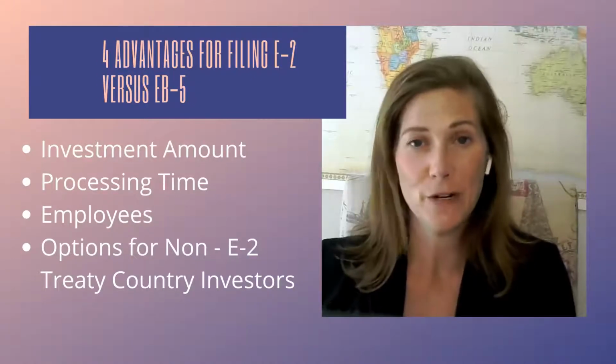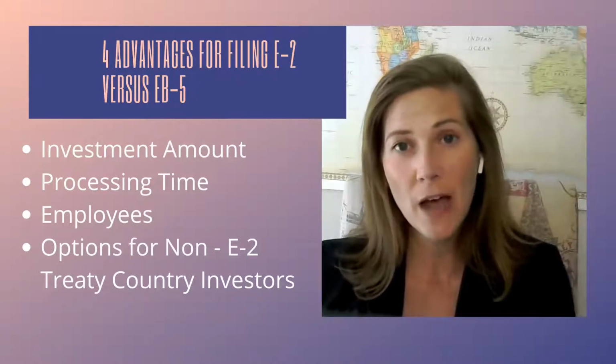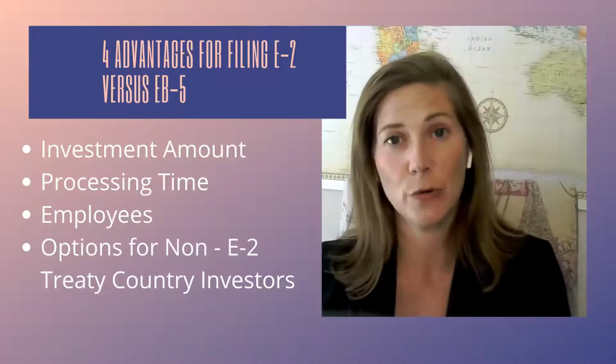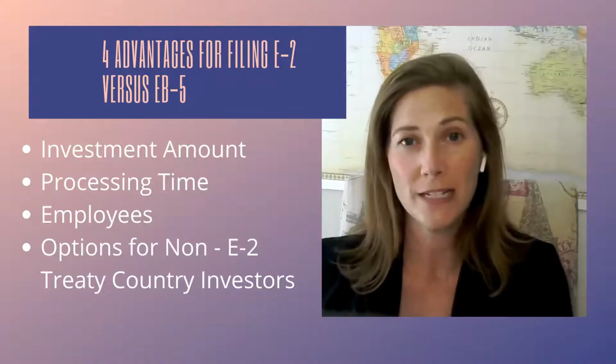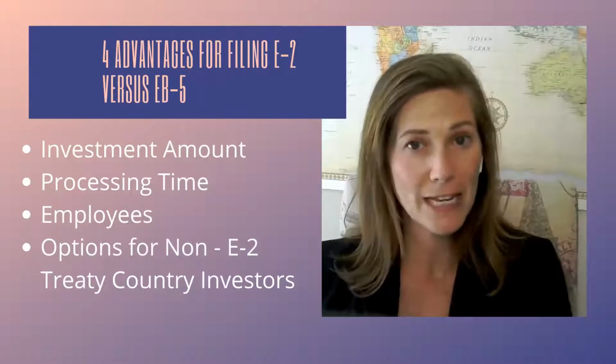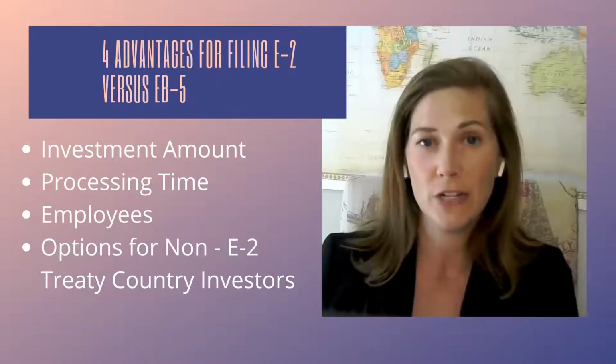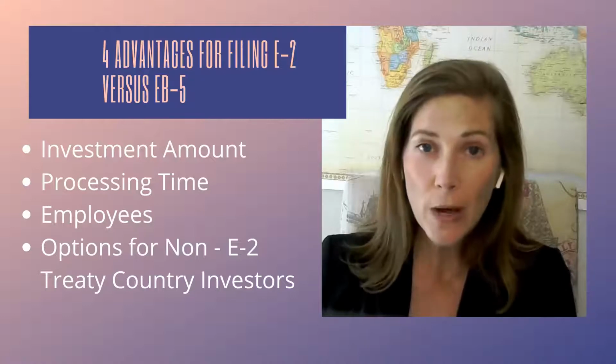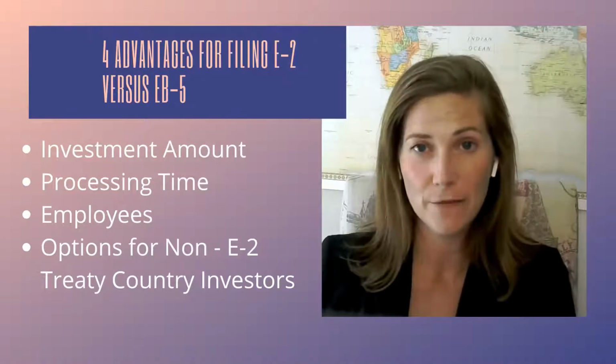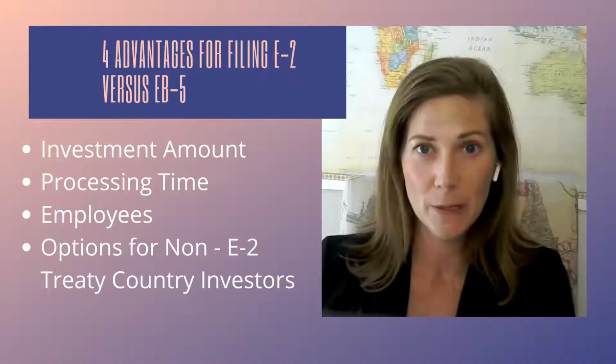The main difference between these two is that an EB-5 petition leads to a green card, whereas an E-2 is a temporary visa. However, it can be renewed indefinitely. Today, I'm going to give you 4 advantages of filing an E-2 application versus an EB-5. The first is investment amount.